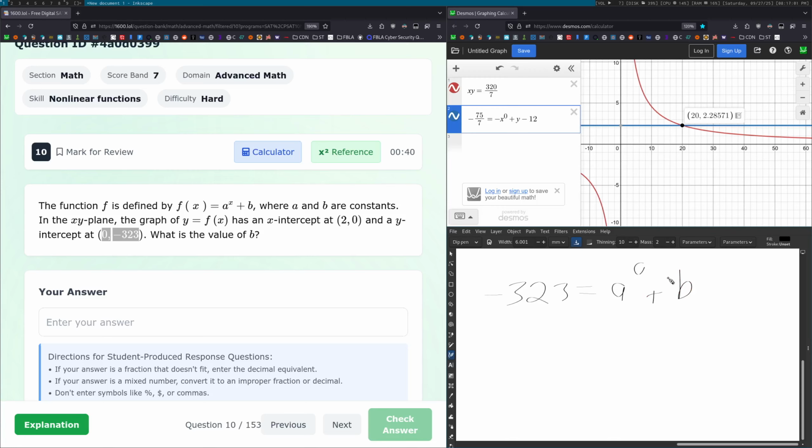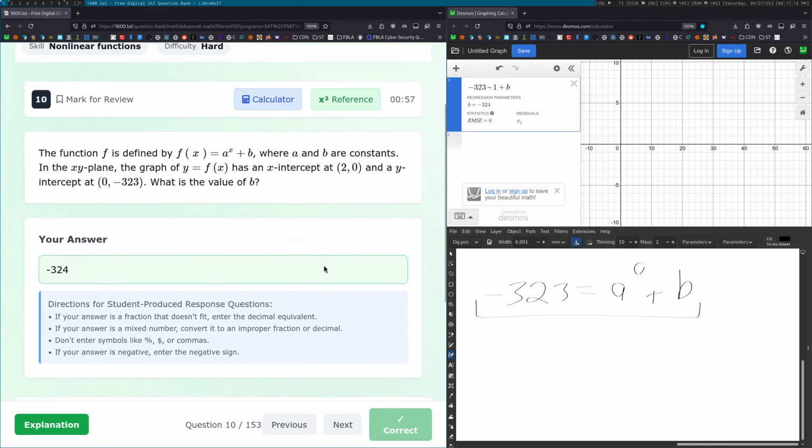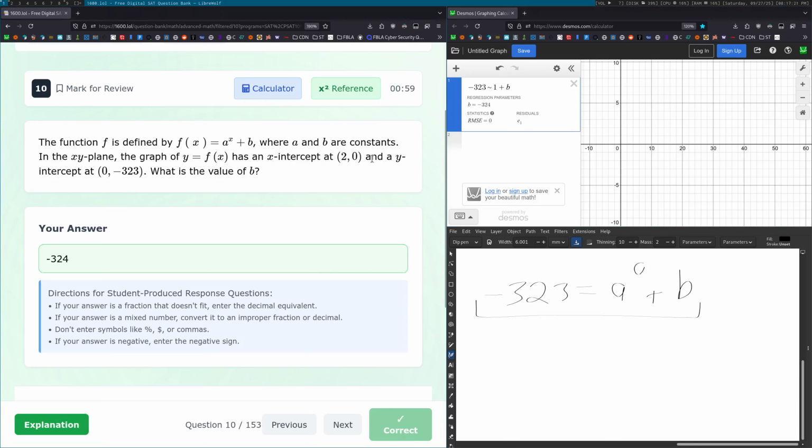Or actually, you could just solve this straight away from here. Since we know what a to the 0 is, that's just 1. So negative 323 is equal to 1 plus b. Negative 324 should be our answer. Yeah, and for these kind of questions where you could just solve it in one go, you may not always know it. This just happened to be a coincidence here.